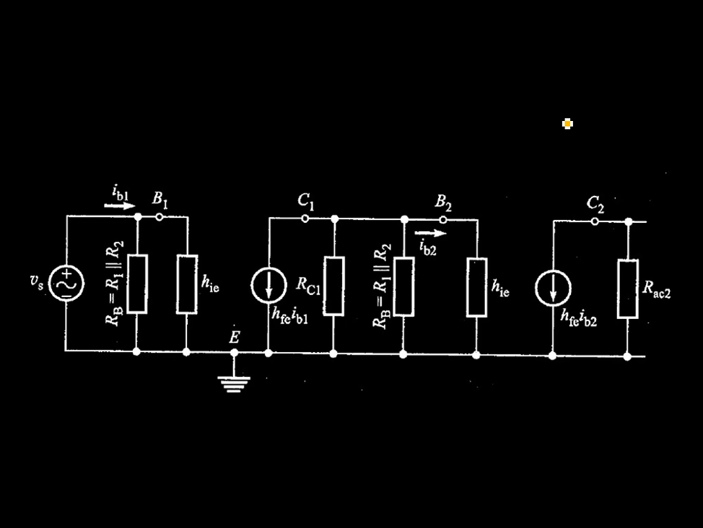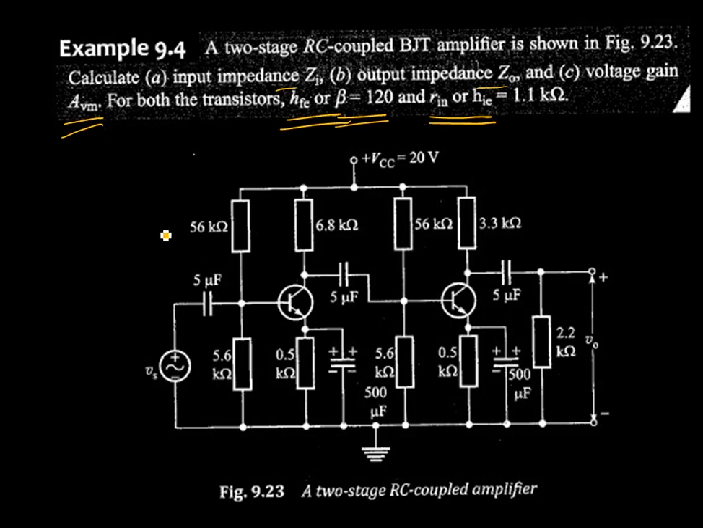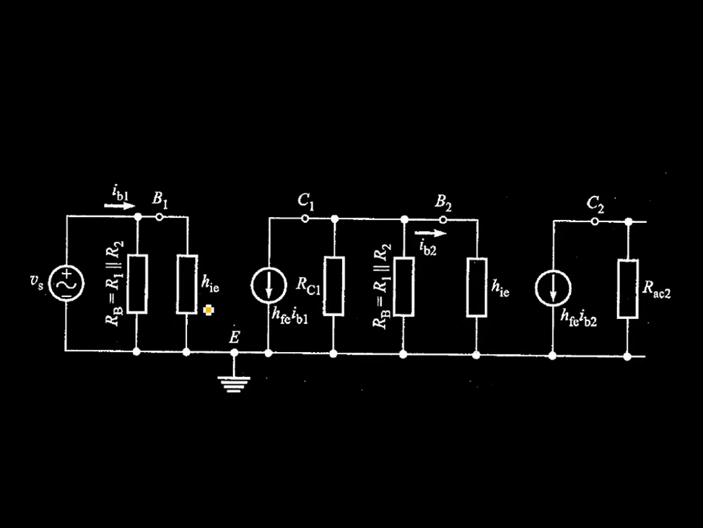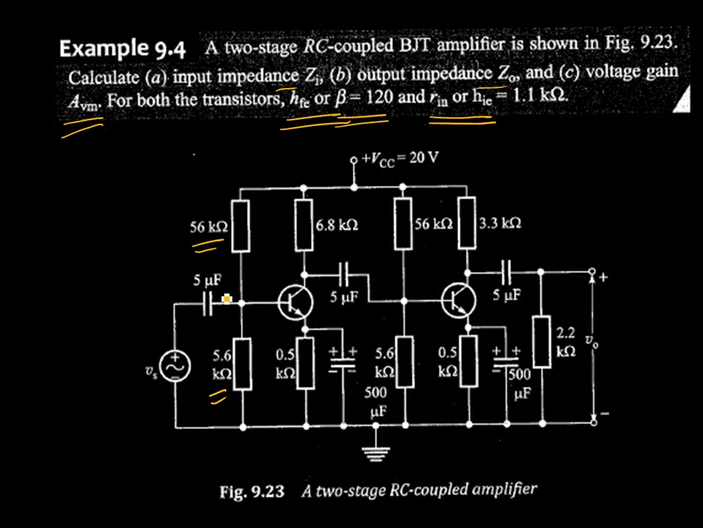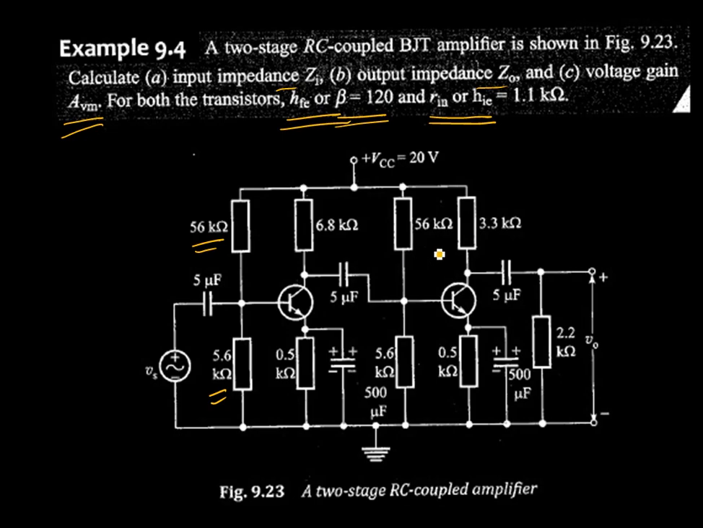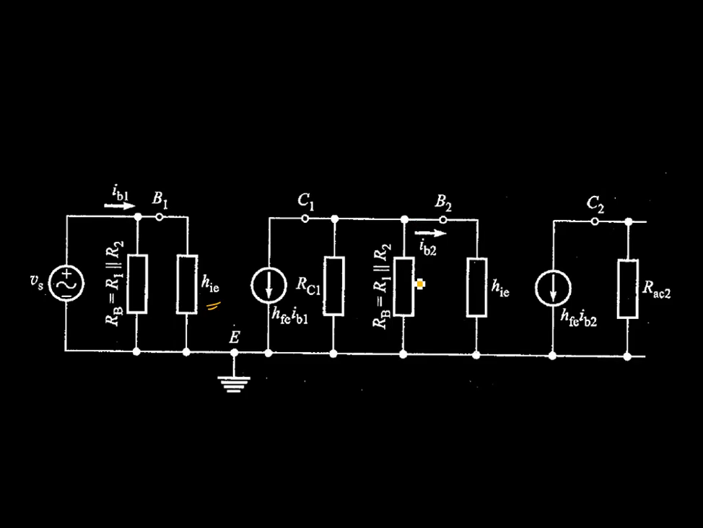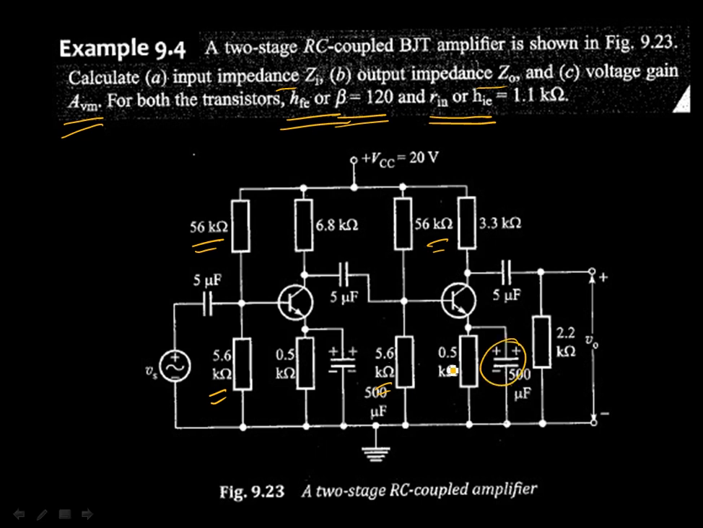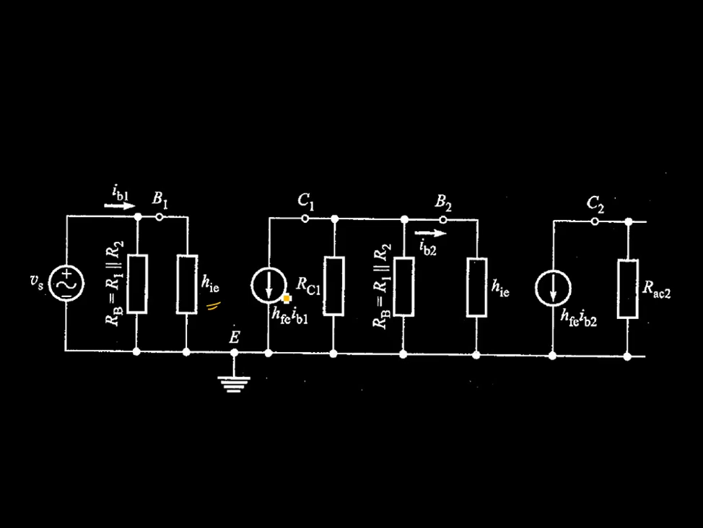In this equivalent circuit you can see RB equal to R1 parallel to R2. What is R1, R2 here? 56 and 5.6 kilo ohm, and HIE is also given in the question, 1.1 kilo ohm. Then you have again the same circuit in the second stage. You have R1 parallel to R2, and the circuit is drawn here, HIE. The capacitors are shorted, so this is short, and this is short. The AC equivalent you have drawn.